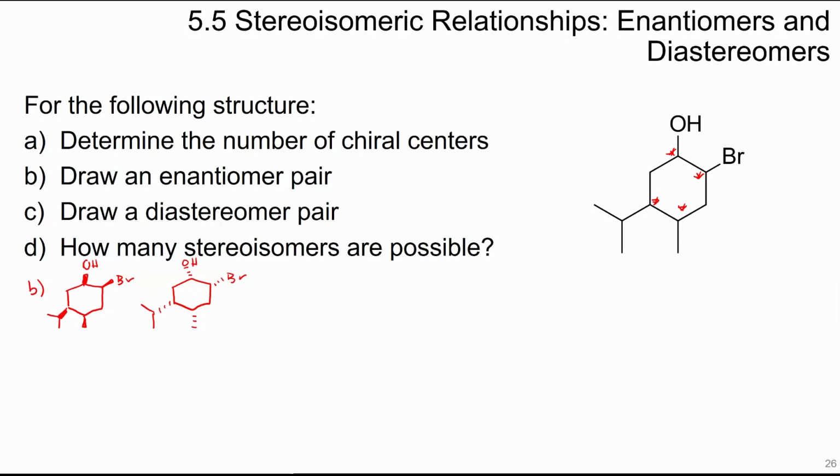Alright, so for C, draw a diastereomer pair. For C, you just have to change the stereochemistry of one of those sites. So if I make this OH dashed, I can keep everything else the same. And that would be a diastereomer pair. Or this would be another diastereomer pair. Okay, so how many stereoisomers are possible? It would be 2 to the 4, which equals 16.